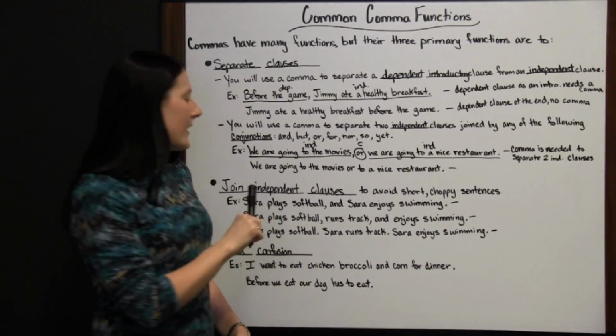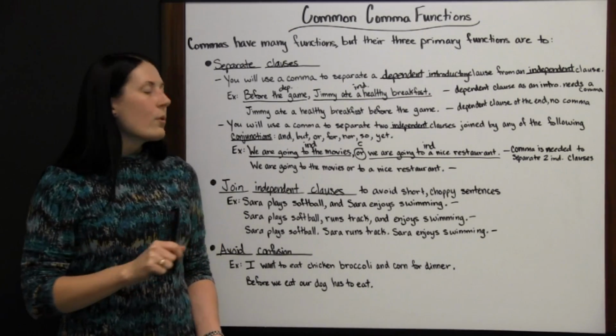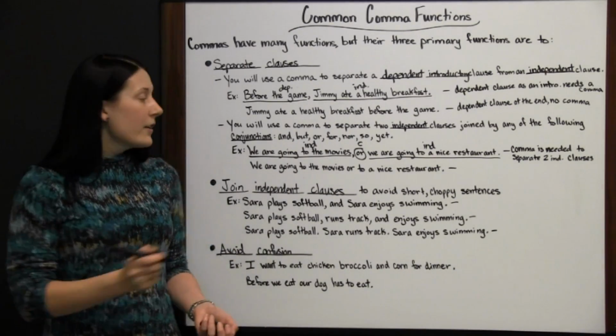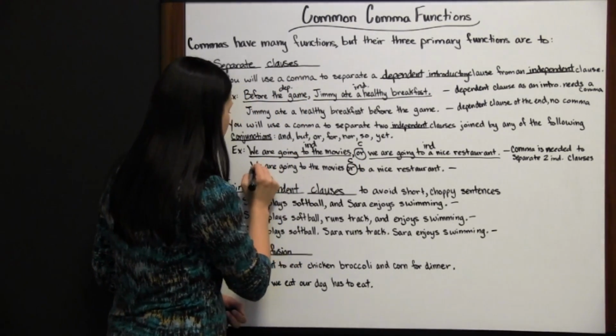Now, let's look at if we combine this sentence a different way. We are going to the movies or to a nice restaurant. Here, we have that or, which would be a conjunction, but let's look.